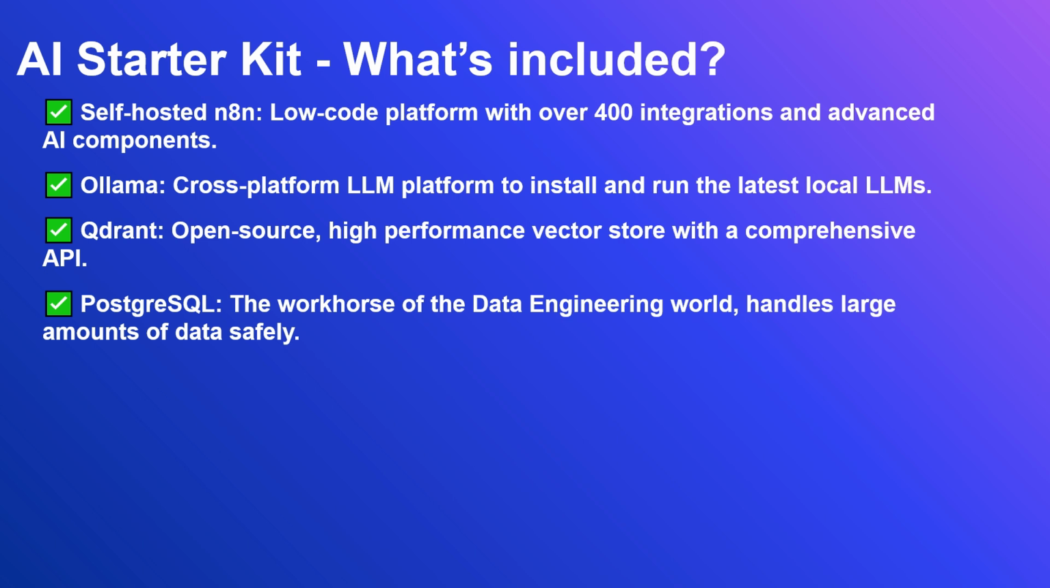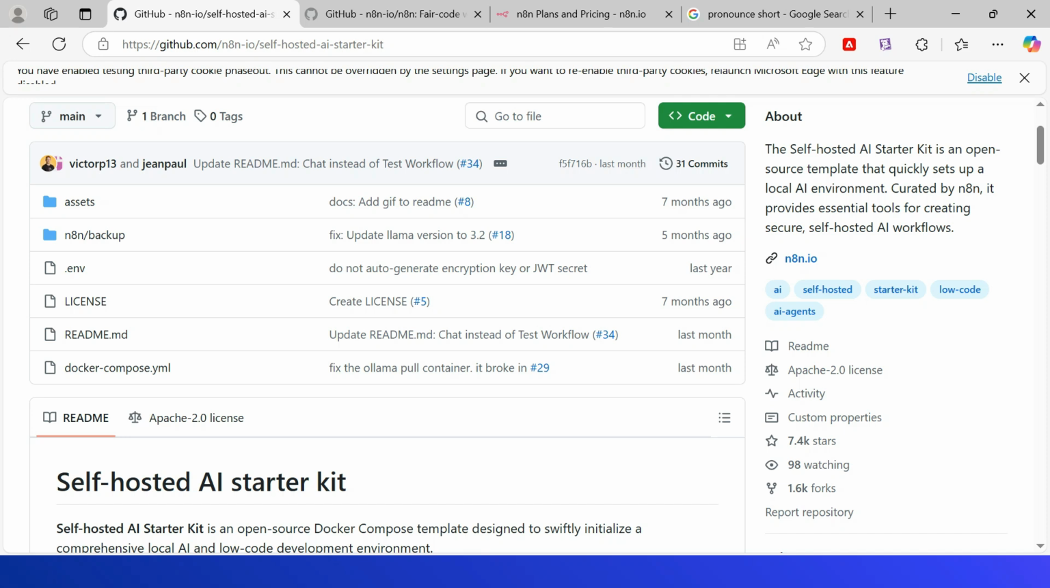What is included as part of the AI Starter Kit? Self-hosted n8n, Ollama to run the latest LLMs on your local system. Qdrant is an open source high performance vector store. Also it supports APIs. PostgreSQL, it is an open source database that handles large amounts of data safely. You can find more details on the self-hosted AI Starter Kit through this GitHub repo.